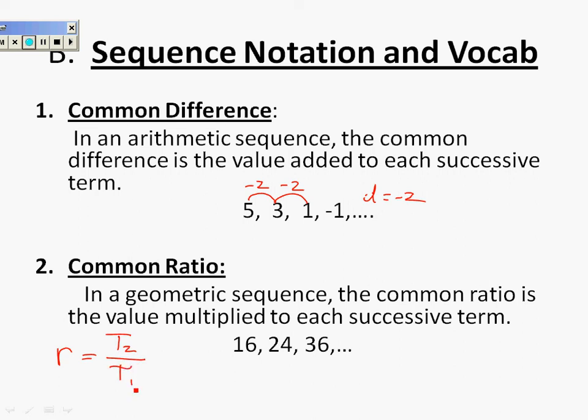So what is my second term? 24. And what is the first term? 16. So it's a fraction. 16 does not go evenly into 24. So what we're going to do is we're going to reduce it. I believe 8 goes into both of those. So 8 goes into 24 3 times, and it goes into 16 twice. So that would be your common ratio, 3 halves. You're multiplying each number by 3 halves to get the next one.